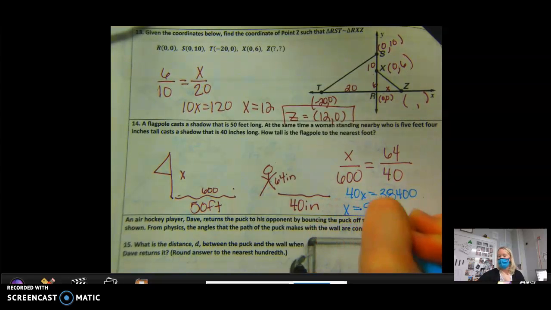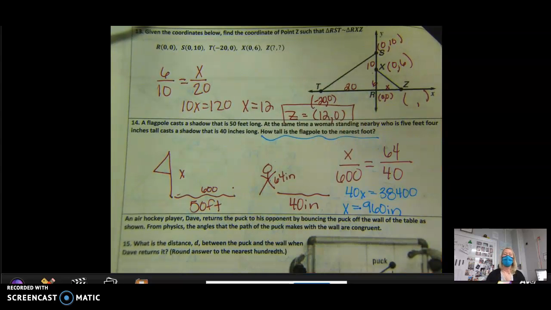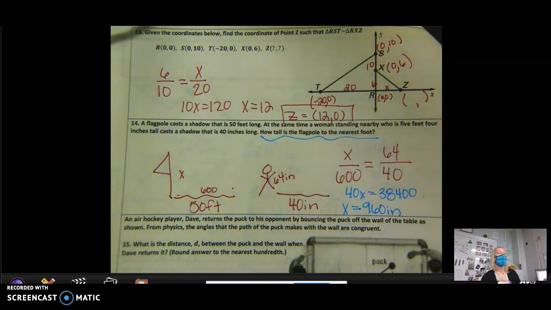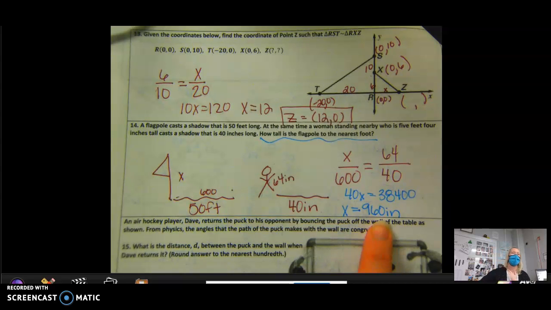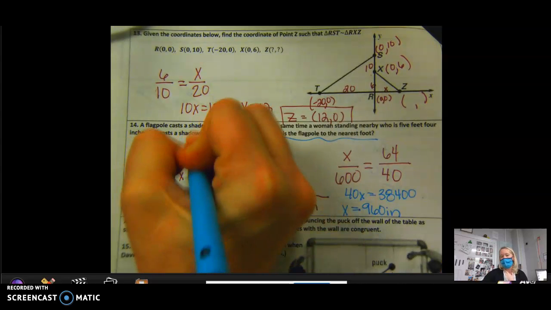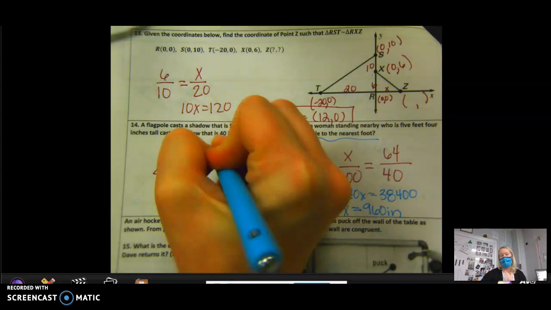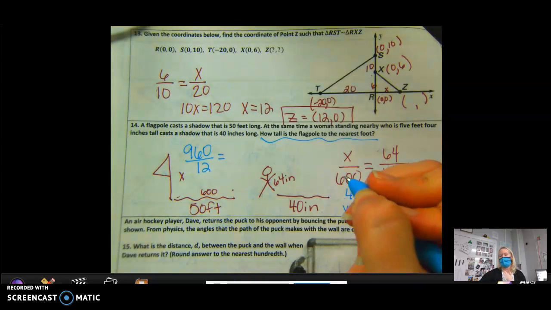Okay, 960 inches. They say in the question, how tall is the flagpole to the nearest foot? If this were a multiple choice question on an ACT or on a Schoology test, do you think that they would probably give you 960 as an answer? Yes. So be careful on those questions, because what do I need to do with that to get my answer? I need to divide by 12. What is 960 divided by 12? 80.